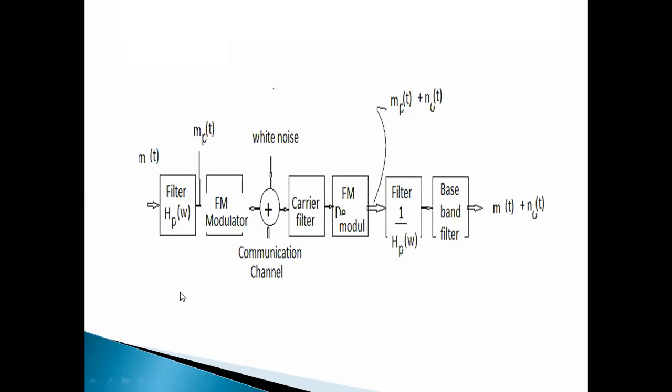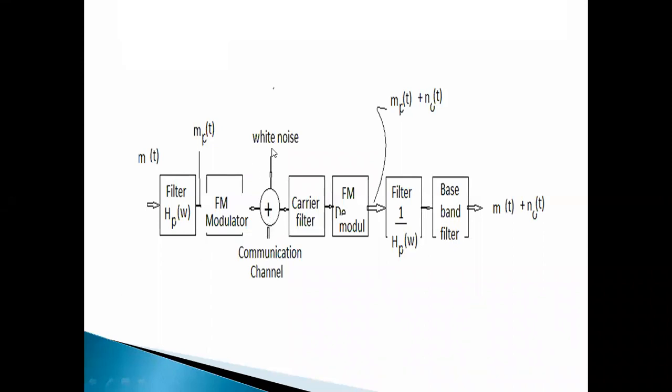Students, please note that the pre-emphasis and de-emphasis networks are used in frequency modulated signals only, not for amplitude modulated signals. Before the FM modulator, we emphasize the signal with a filter, so the M of t signal is converted to MP of t. Then the signal is modulated, and the modulated signal is given to a communication channel.